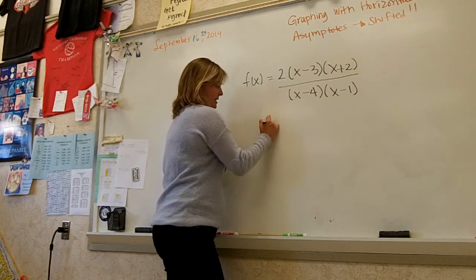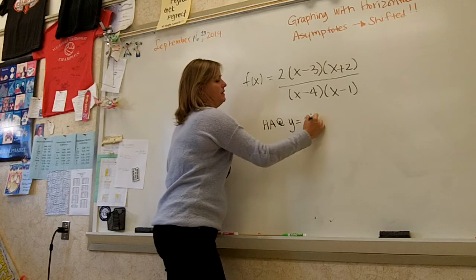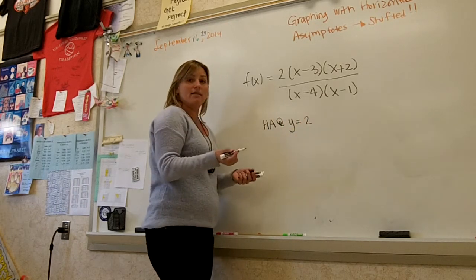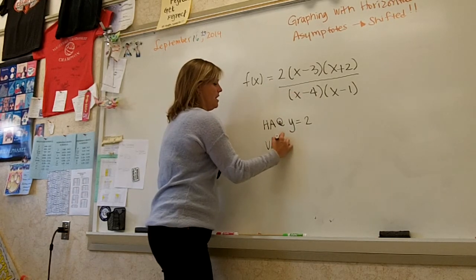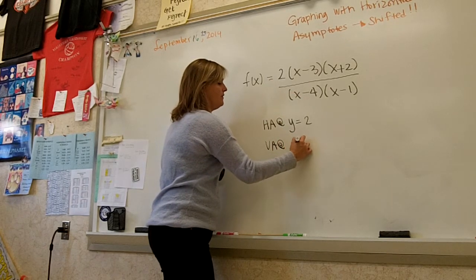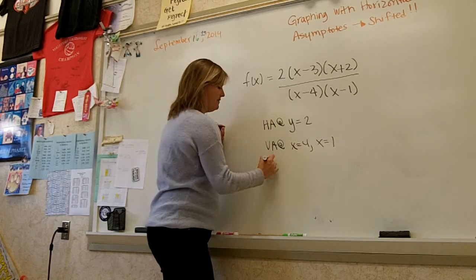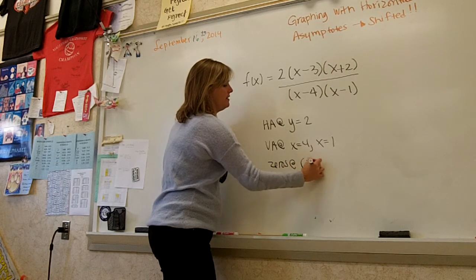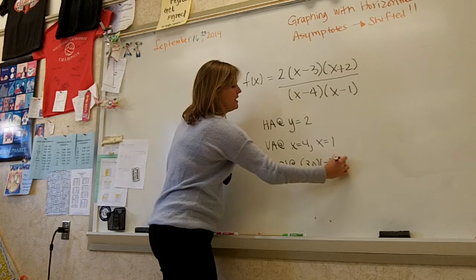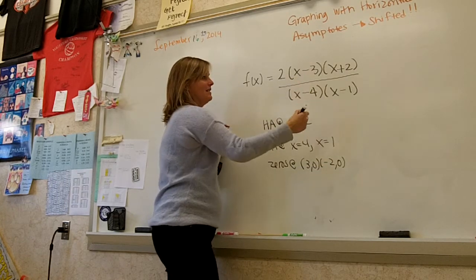So I can see here that my horizontal asymptote is going to be at y equals 2, instead of 0 like it was yesterday. Then my vertical asymptotes are at x equals 4 and x equals 1, and I have zeros at (3, 0) and (-2, 0).